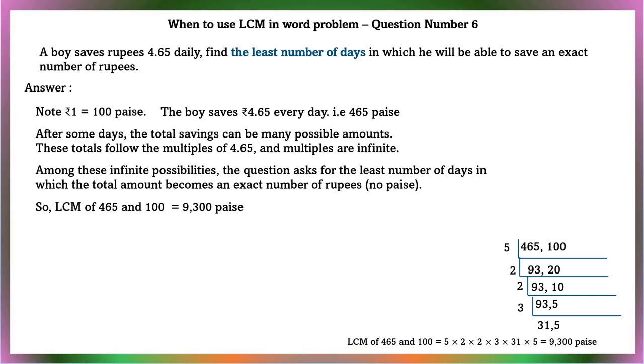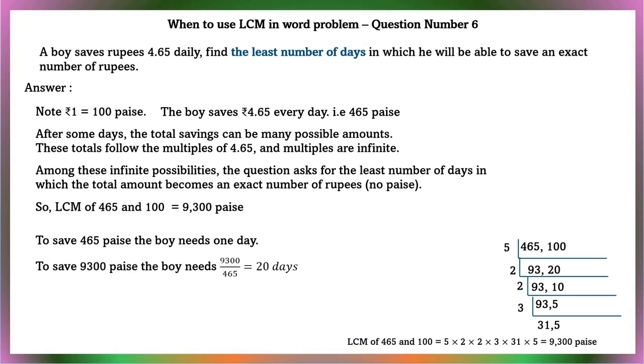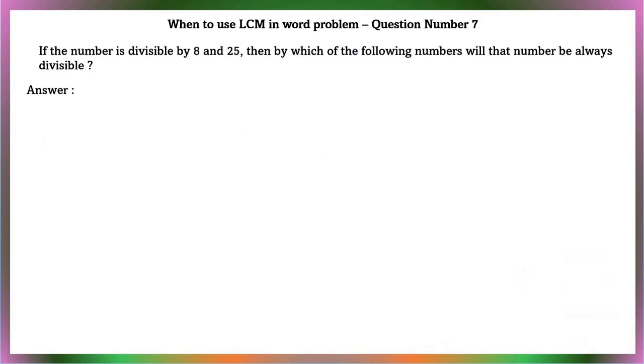So the LCM of 465 and 100 is 9300 paise. To save 465 paise, the boy needs 1 day. To save 9300 paise, the boy needs 20 days.